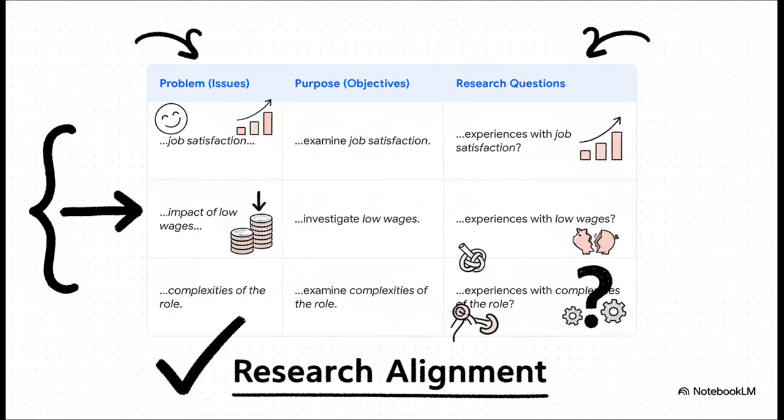And here's what it looks like when it's all filled out. This is a real example from a study on nursing faculty. Just look at the keywords here. Row 1 is all about job satisfaction. Row 2 is totally focused on the impact of low wages, and row 3 zeroes in on the complexities of the faculty role. Do you see that? See how the language in each row just flows perfectly across all 3 columns? That visual alignment of keywords, that's the magic right there. When your matrix looks like this, you've done it. You have achieved research alignment.